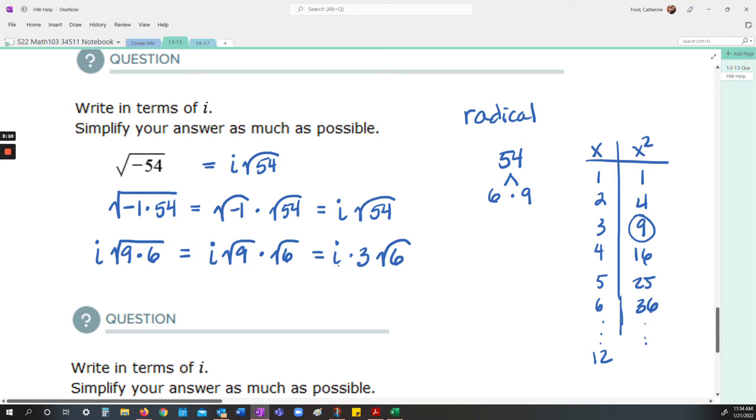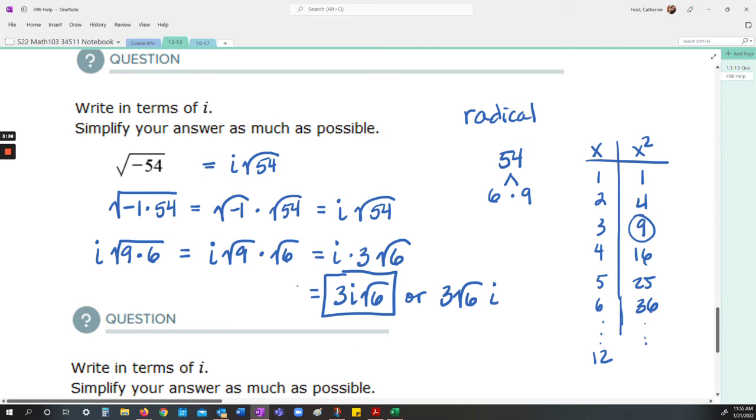And then normally, just by convention, instead of writing the i first, we would write this as 3i square root of 6. Sometimes you'll see this as 3 times the square root of 6 and the i all the way to the right. I don't like this because the i can tend to look like it's up underneath the square root with the 6, and it's not. So I like to put the i in front.